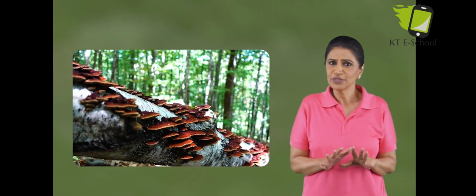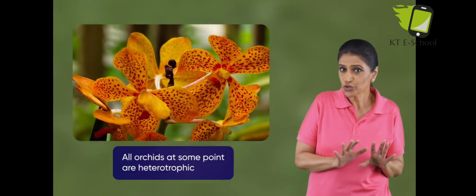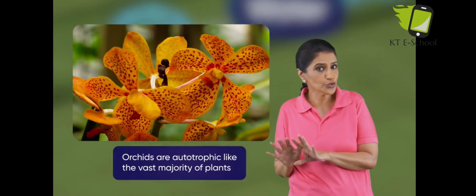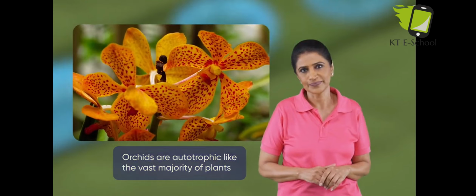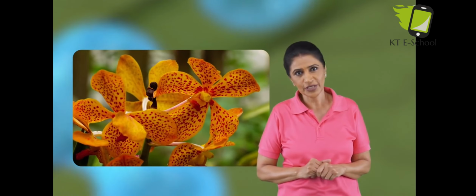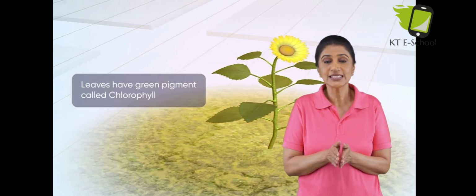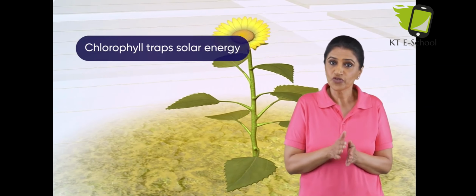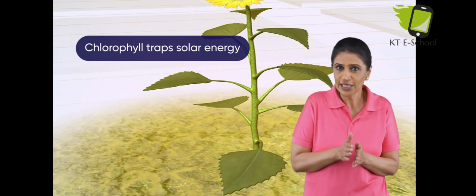What this means is all orchids are heterotrophic at some point of their life and then they turn into autotrophic. Oh, you don't remember what autotrophic and heterotrophic mean? I'll explain. Leaves of green plants contain green pigment called chlorophyll, which is capable of trapping and fixing solar energy.